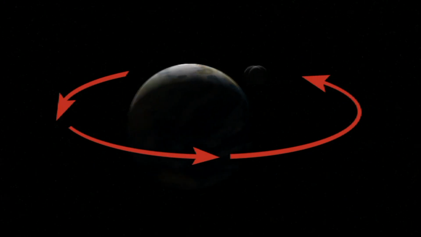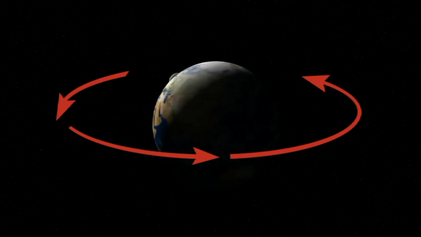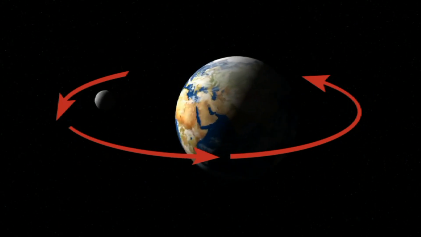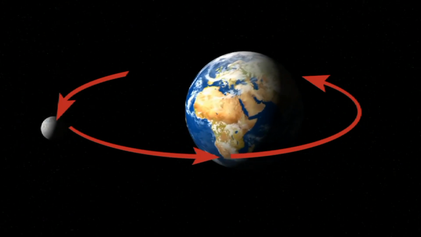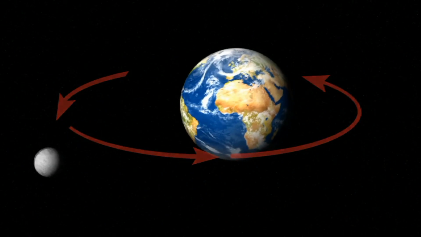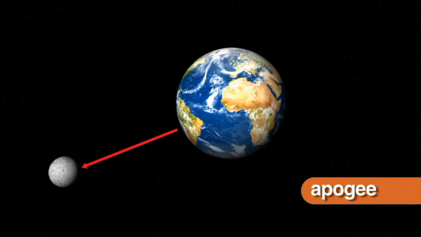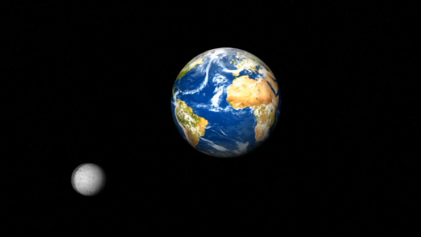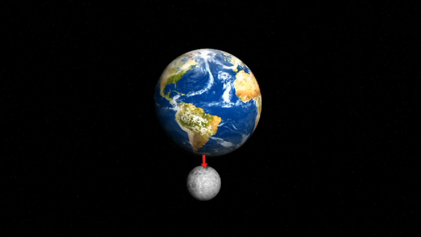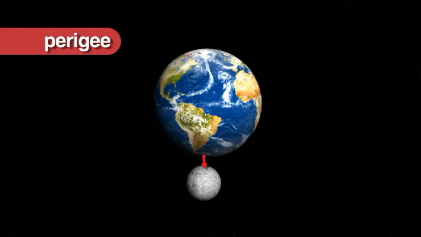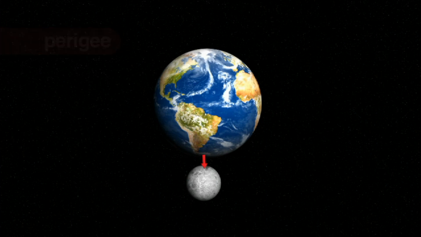Because our moon's orbit is an ellipse and not a circle, the moon is at different distances from the Earth at different points in its orbit. When the moon is at its farthest point from Earth, we call it its apogee. During apogee, the moon appears smaller. When the moon is at its closest point to the Earth, we call that its perigee. During perigee, the moon appears larger.